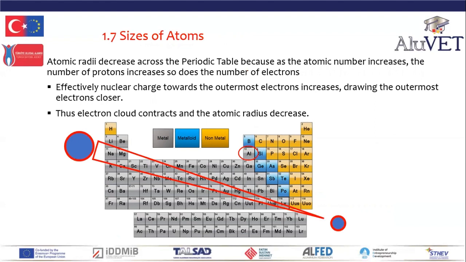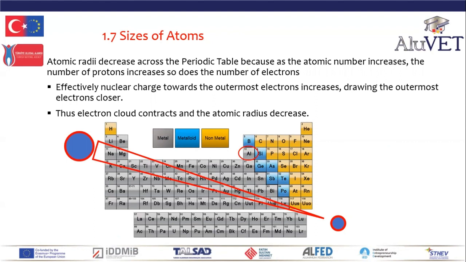Let's pause a bit and talk about sizes of atoms. Now, no two atoms are exactly the same size. The atomic radii, that is the size of the atoms, decreases across the periodic table, because as the atomic number increases, the number of protons increases, so does the number of electrons, and effectively the nuclear charge of higher periodic atoms towards the outermost electrons increases.